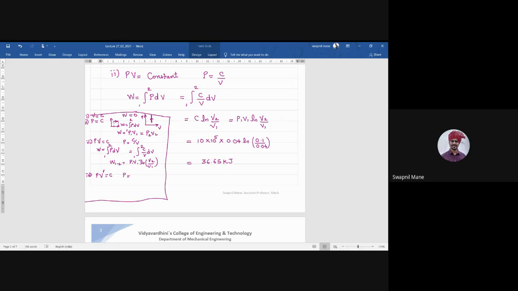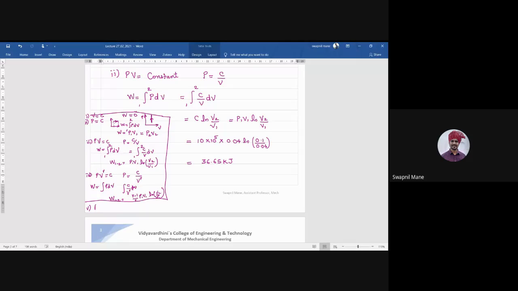Fourth one, PV raised to gamma is equal to constant. So P is equal to C by V raised to gamma. W will be equal to integral P dV, that is integral of C by V raised to gamma dV. Yes or no? Yes, sir. So W1 to 2 will be equal to gamma minus 1 upon gamma P1 V1 log of V2 by V1. Yes or no? This is the assignment I had given you to check; PV raised to gamma is equal to constant is an isentropic process.